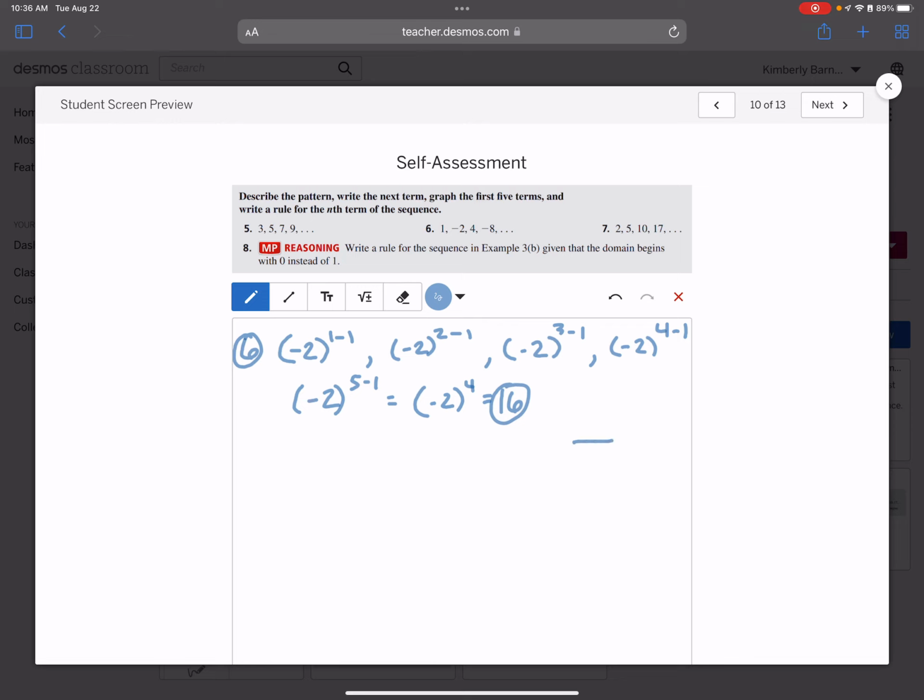So when I graph this, I have first term is 1, second term is -2, third term is 4, fourth term is -8, and 5th term is 16.